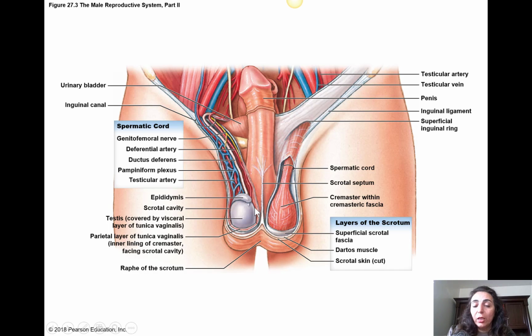That is like a peritoneum anywhere else that you have seen. You can cut that and you can separate it from the testis, right? So that's regarding the tunica vaginalis.